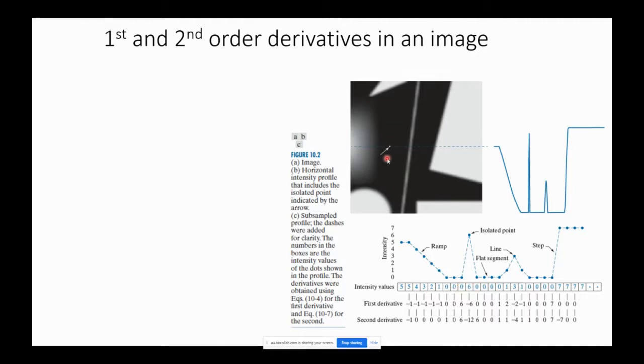The derivative goes to positive, so it changes from black to white very rapidly. So there is a fast change here, and then it falls negative to black. So it's 6 minus 0, that gets the first derivative. Then it's 0 minus 6, which gives you a derivative of minus 6. And there is a flat segment here, with no change at all.